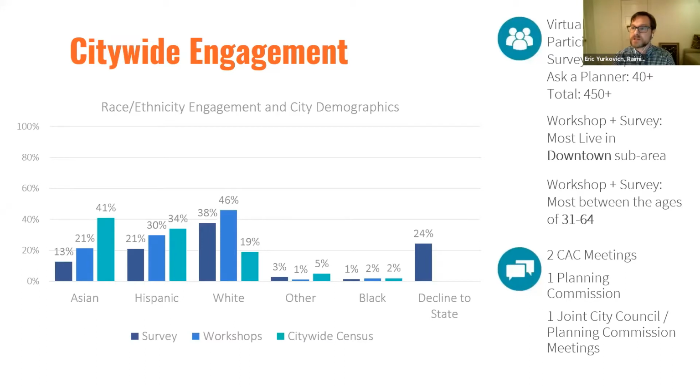So as I mentioned, we met several times with the community, and we had about 450 what we call touch points with the community. So those are participants who came to those virtual workshops that we held, as well as completed the online surveys that we had, or attended an Ask a Planner session that we hosted weekly during the summer. Most of the participants in those meetings were either from the downtown area, and they're from an age bracket of sort of 30 to 60 years old.